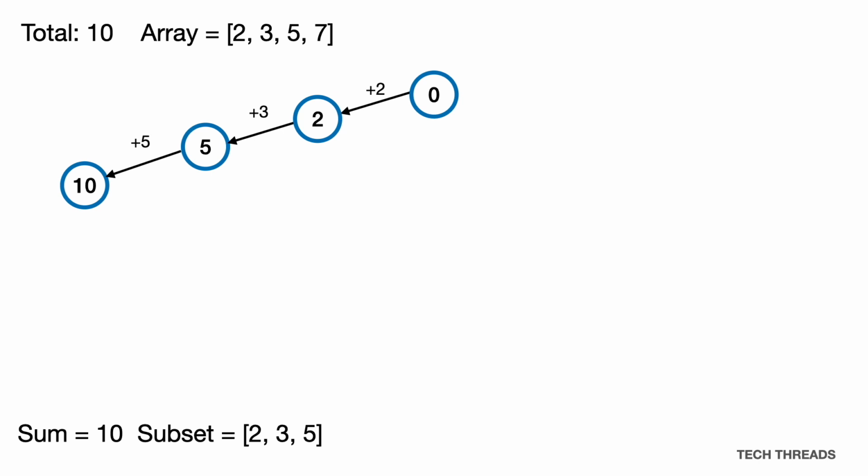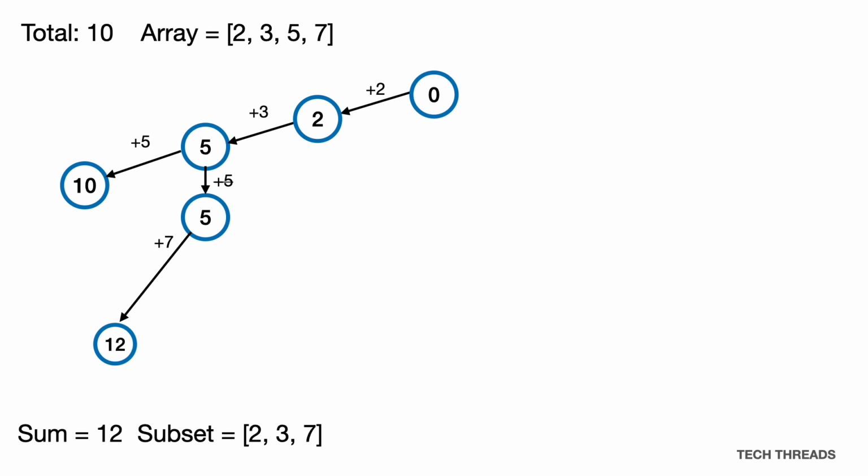Backtracking, though, doesn't stop here, because the purpose of backtracking is to find every possible solution. Therefore, we backtrack to node 5, and see what happens if we don't add 5 to the subarray. If we don't add 5, the total is 5, and then we see what happens if we add 7. Adding 7 leads us to a sum of 12.